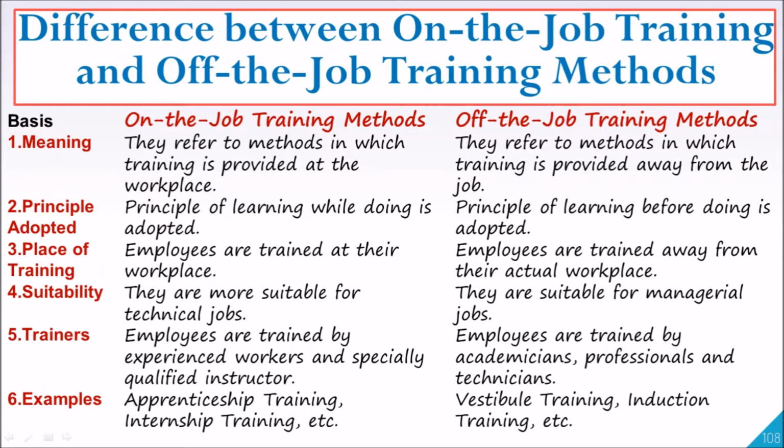So under on-the-job training methods, what happens? The trainees get training through experienced workers, meaning senior workers who become the guide for them, or some specially qualified instructors are called to train the employees. But under off-the-job training methods, academicians, professionals, and technicians are called to train the employees, right?